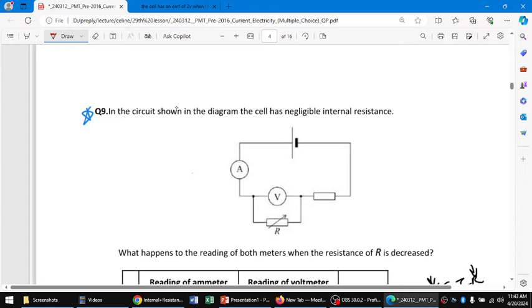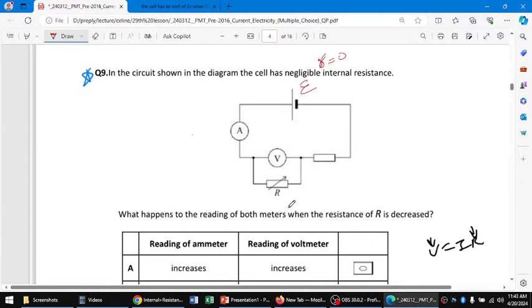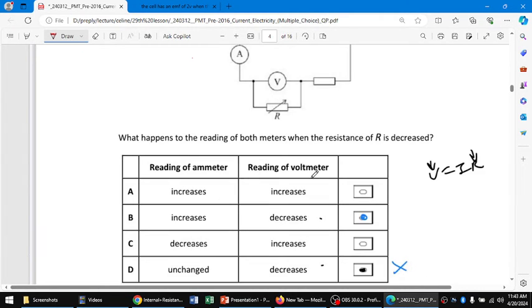Okay, so here is question number 9, MCQs question number 9. In the circuit shown in the diagram, the cell has negligible internal resistance, so the internal resistance is almost zero. The cell has EMF E, and its internal resistance is zero. What happens to the reading of both meters, the ammeter and the voltmeter, when the resistance R of the external resistor is decreased? We need to find whether the ammeter reading increases or decreases, and similarly whether the voltmeter reading increases or decreases.